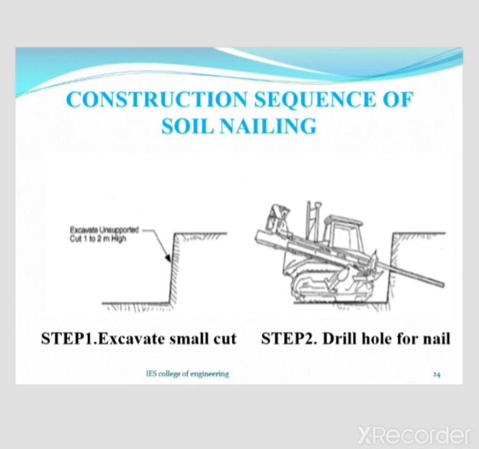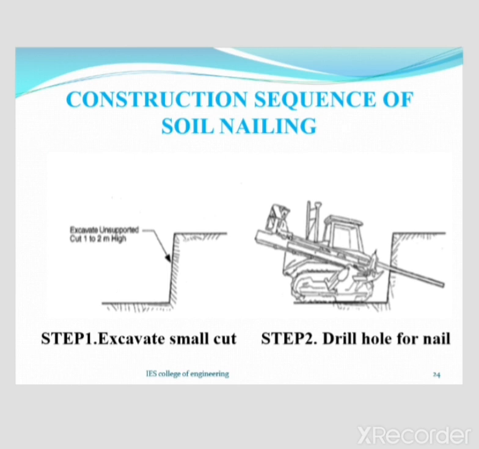Next, the construction sequence of soil nailing. Different steps are included in the construction sequence of soil nailing. First one, excavate a small cut. The depth of initial excavation may range between 0.5 and 7 feet. The excavation plan must be of sufficient width to provide working room.